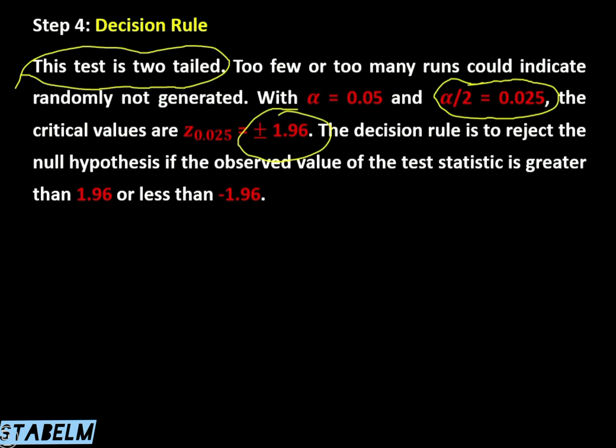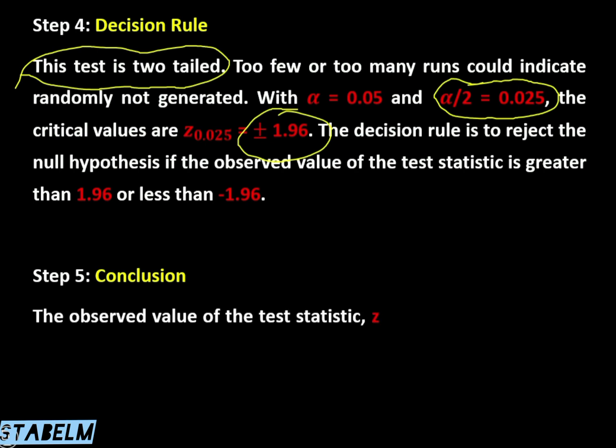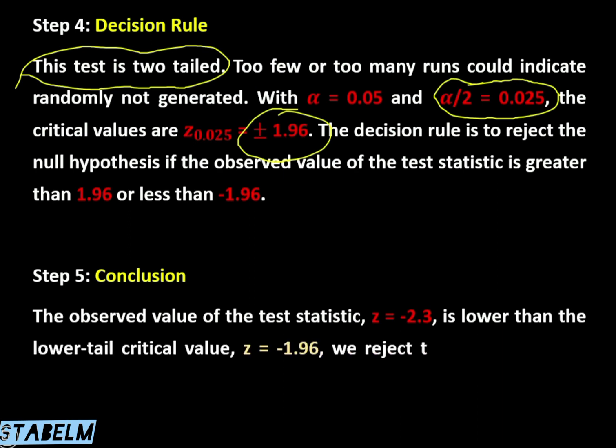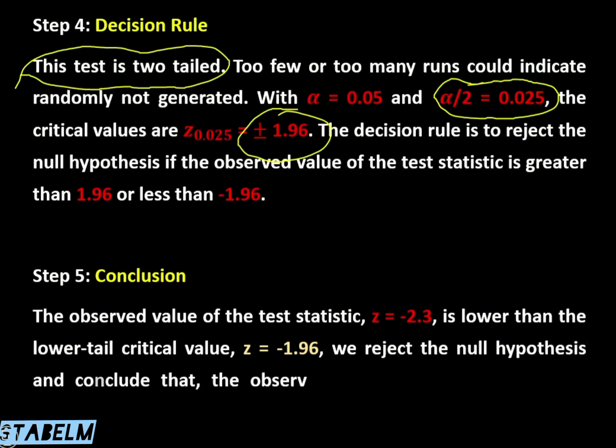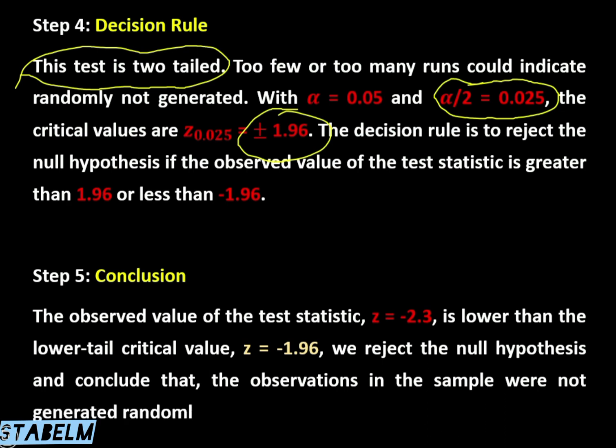Now, this will lead us to the next step, step 5, which is the conclusion. What are we going to conclude? The observed value of the test statistic, which is minus 2.3, is lower than the lower tail critical value, minus 1.96. We reject the null hypothesis and conclude that the observations in the sample were not generated randomly.